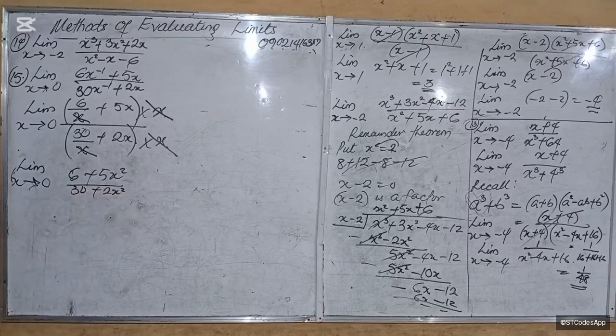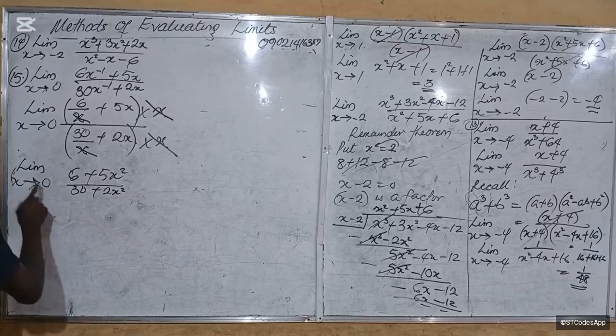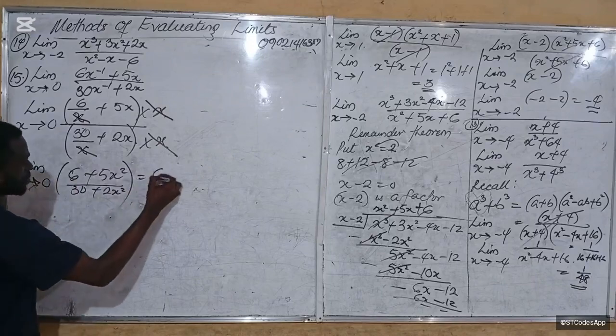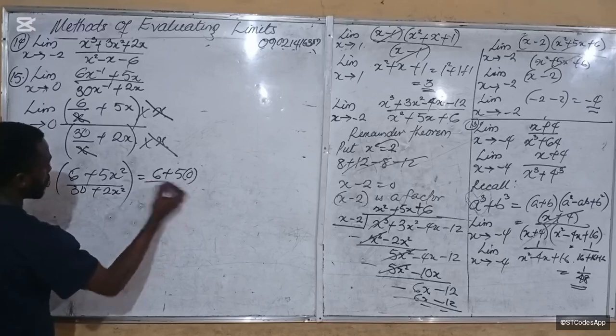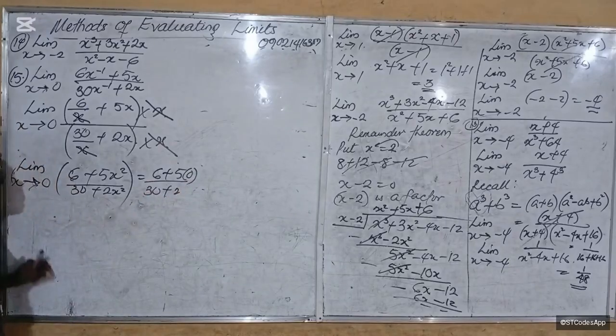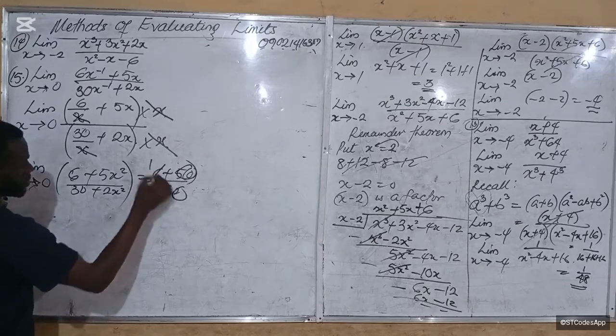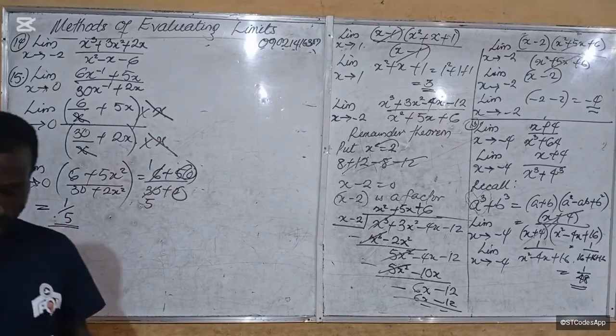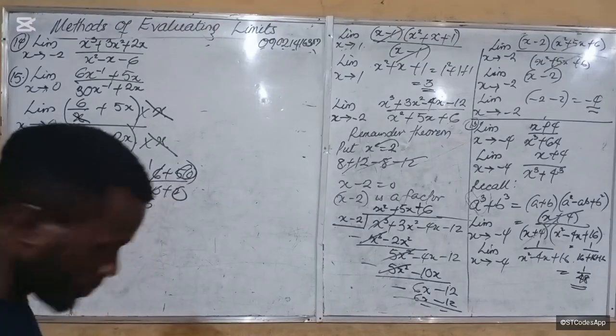So what do you do from here again? You can substitute now, so that it becomes 6 plus 5 times the bracket 0 over 30 plus 0 squared. Exactly. So this will be 0, this will be 0. Then we have 6 over 30, which is 1 over 5. So our answer is going to be 1 over 5. All right.